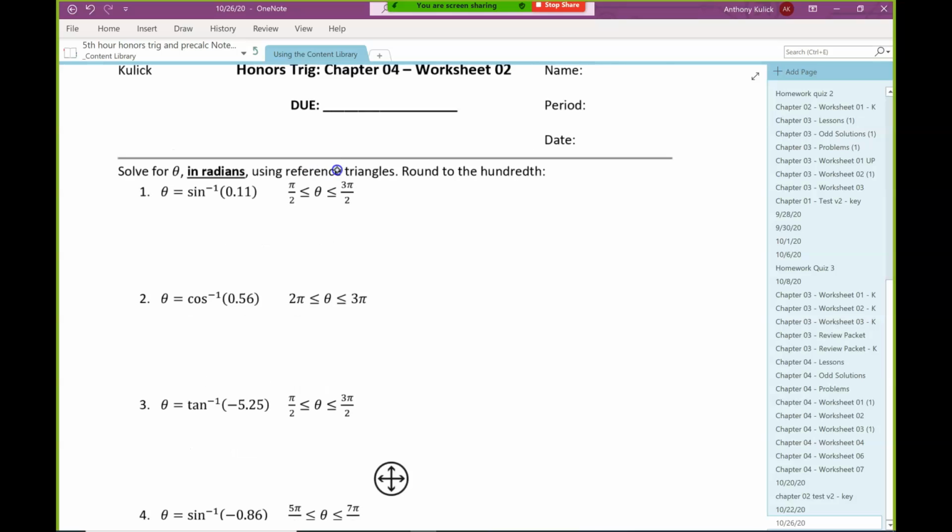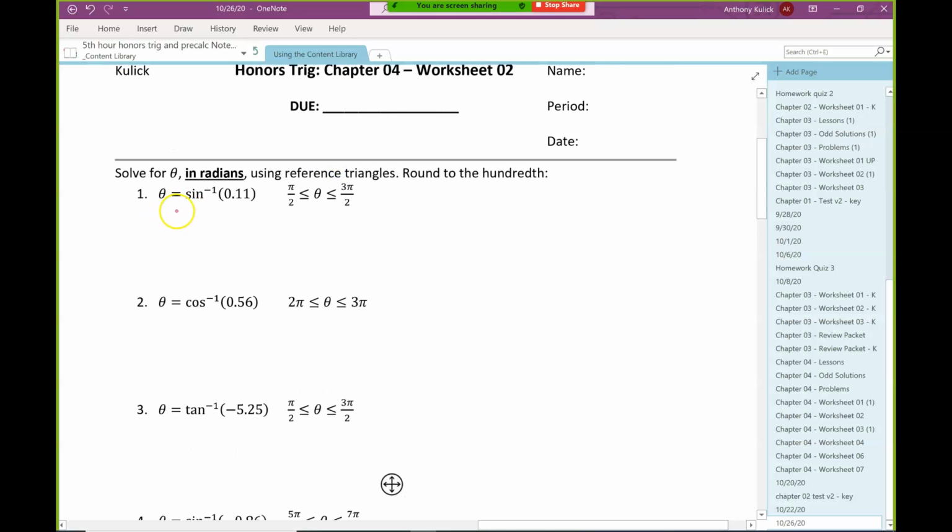So I'm going to start this the same way. I know that theta is equal to sine inverse of whatever, which is the same thing as sine theta equals 0.11. And I know sine is positive in the first and second quadrants. That's wherever the y-coordinate is positive. And then if I think about the interval from pi over 2 to 3 pi over 2, that's covering quadrants 2 and 3. So my answer that I need is in quadrant 2. So far, so good?